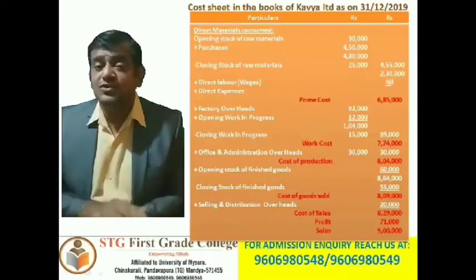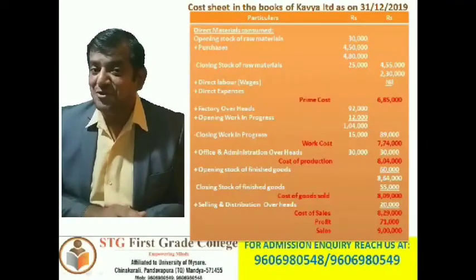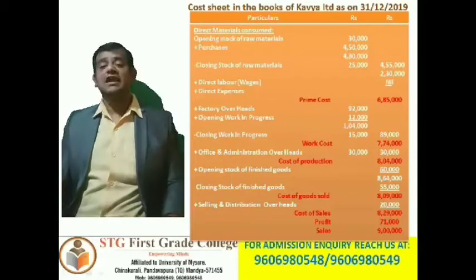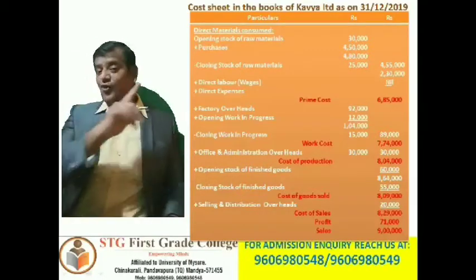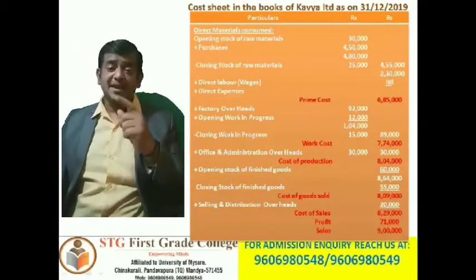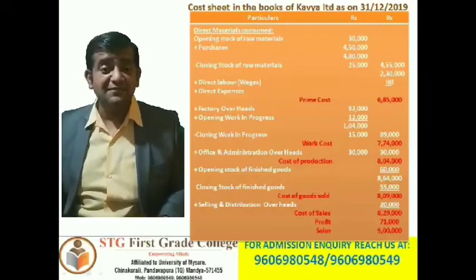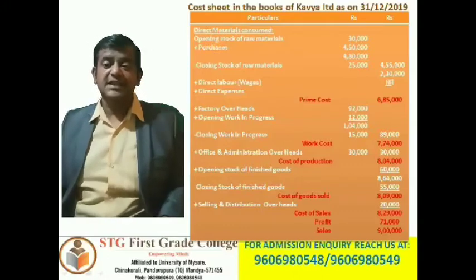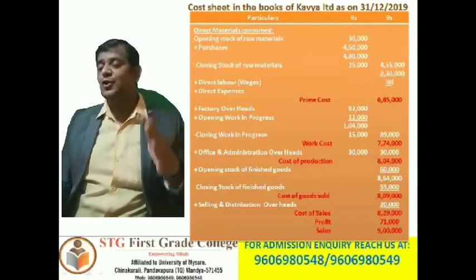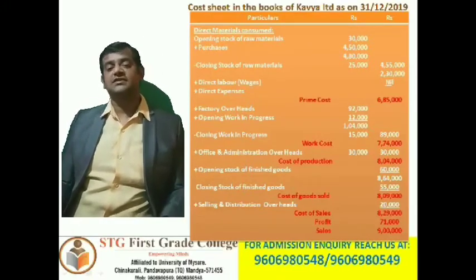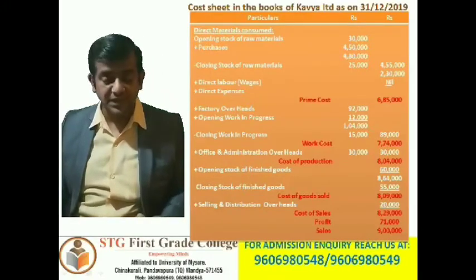So when there is no such expenditure, what are we supposed to do? We have to mark it as nil. So now total it: 4,35,000 plus 2,30,000. So the total is 6,85,000. This total we call the prime cost. So prime cost equals 6,85,000 rupees.